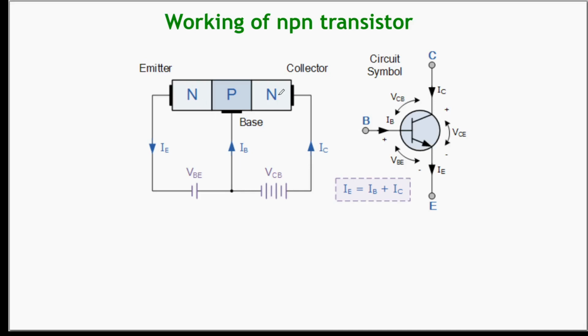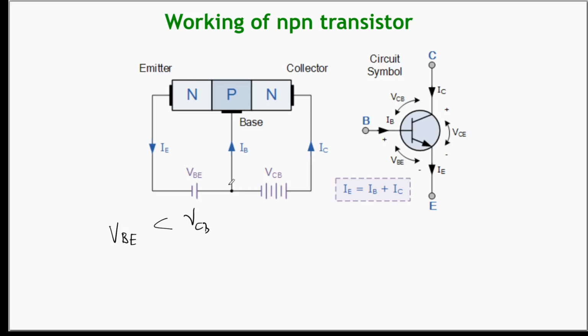The structure of an NPN transistor can be represented in this fashion. We have an n-type material, that is the emitter. P-type material is the base, and n-type material is the collector. Here also we will discuss the normal mode of operation for the transistor. In this, we assume that VBE is less than VCB.